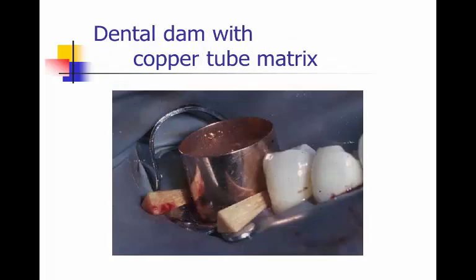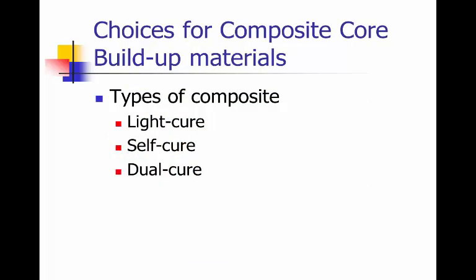Know what matrix to use, whether it be a conventional Tofflemire matrix band, a copper band as you see in this case, or whether you're going to use an auto matrix, a self-retaining 360-degree circumferential matrix system. When we choose composite core materials, our predominant choices are self-cure and dual cure, but don't forget, there are certain times when using a light cure will make it easier in your final restoration placement.